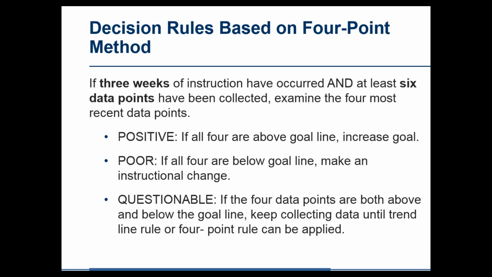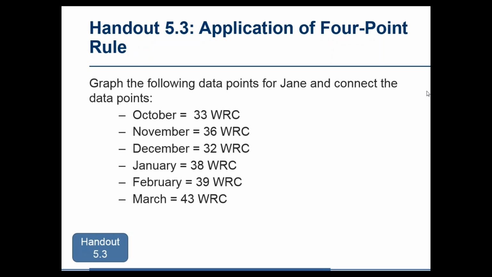If all 4 points are below the line, then the team should consider an instructional change, as the student is not responding. If the 4 data points are both above and below the line, the team does not really have enough data to determine where the student will end up in several weeks. In this case, the team collects data until there is a trend line rule or 4-point rule that can be applied. Let's try it out with a real student.